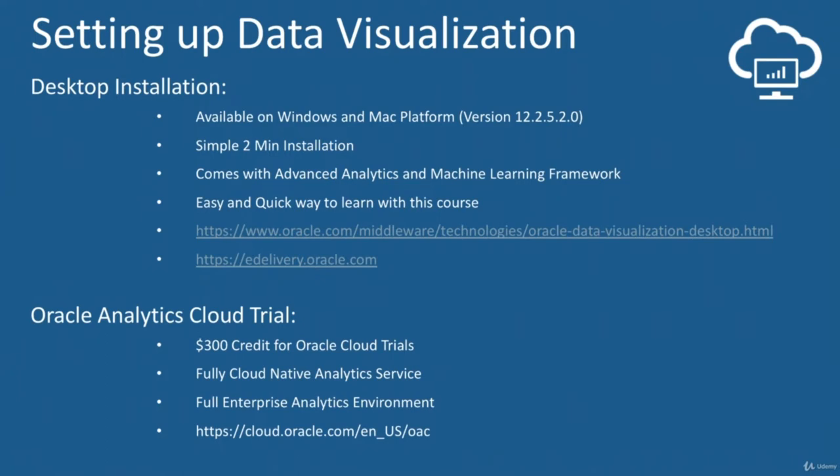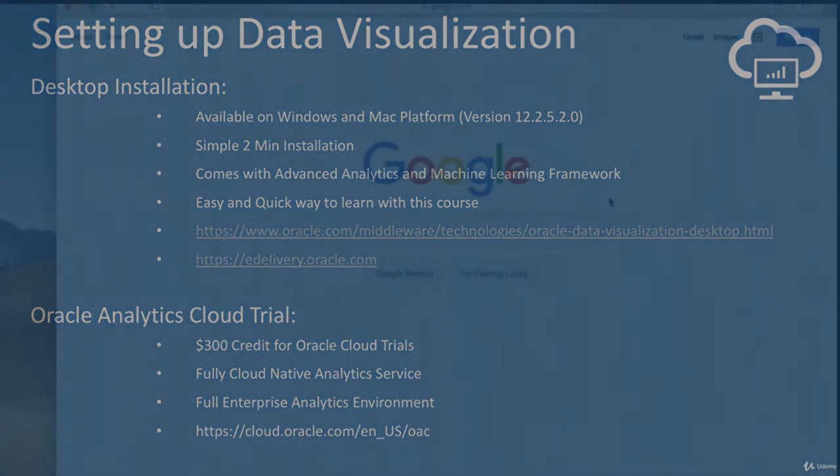If you have taken the previous course on Oracle Analytics and have done the data visualization desktop installation already, you might want to upgrade it to the 12.2.5.2 version. Desktop version comes with advanced analytics framework as well as machine learning framework, and it's very quick and easy to set up on your desktop. If you wish, you can also take advantage of $300 credit on Oracle Cloud account to leverage analytics and other cloud services to explore and learn more about those service features. Let's review the setup process in the demo.